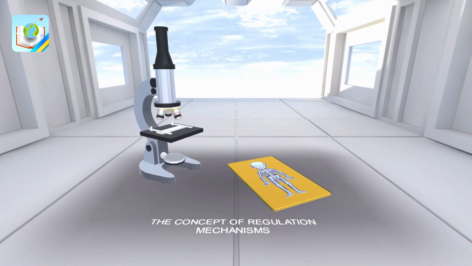Let's summarize. 1. Nervous regulation is provided by nerve impulses. 2. Endocrine regulation is provided by hormones. 3. Immune regulation is provided by cells of the immune system and protective proteins.